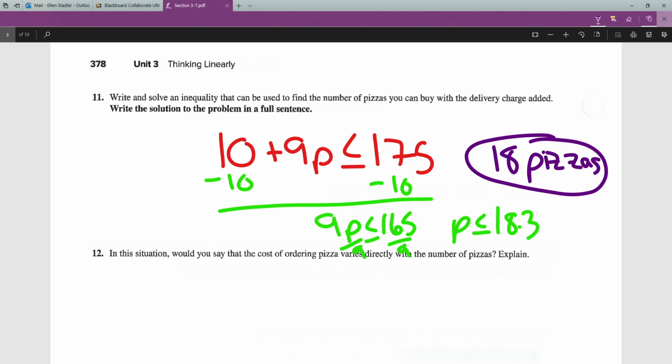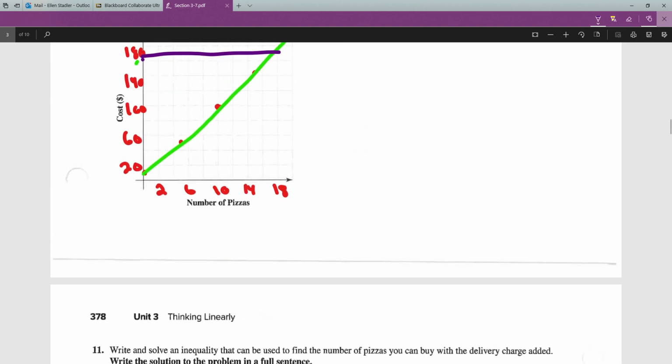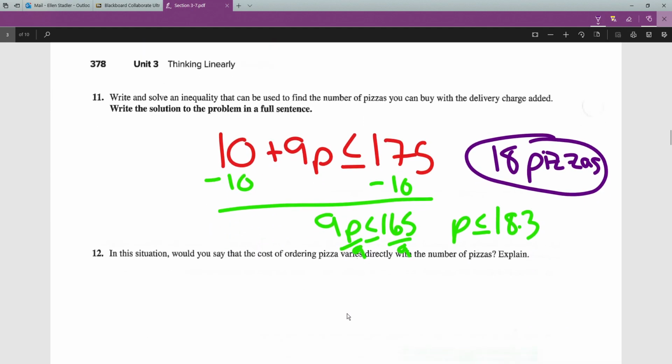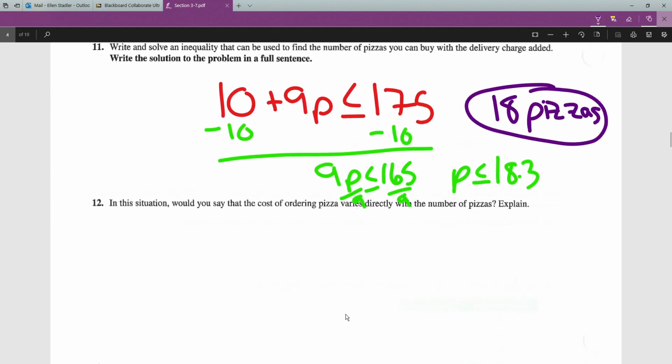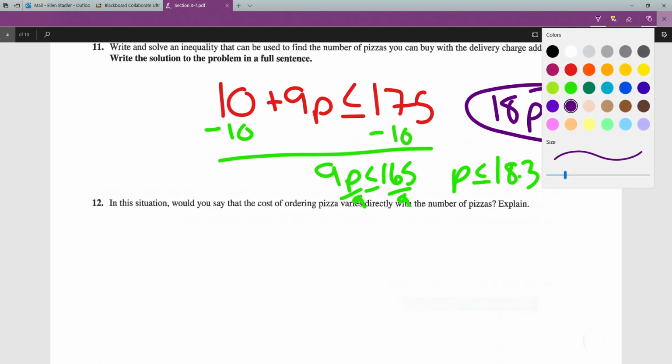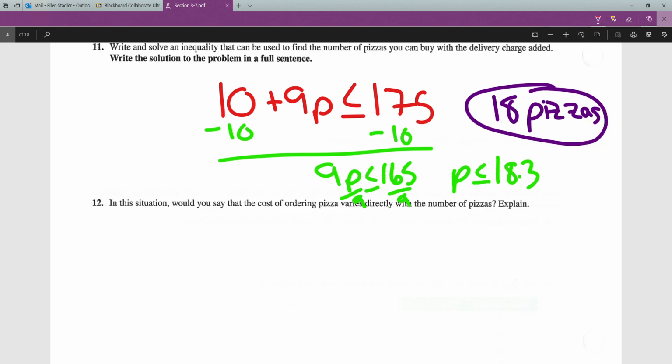Number 12 says, is this a direct variation again? Well, one of the keys with direct variation is that it does have to go through the origin, 0, 0. Look back at our graph or our chart. Does our graph go through 0, 0? No, it does not. So this is not a direct variation. And we can explain it just by saying it does not go through 0, 0.